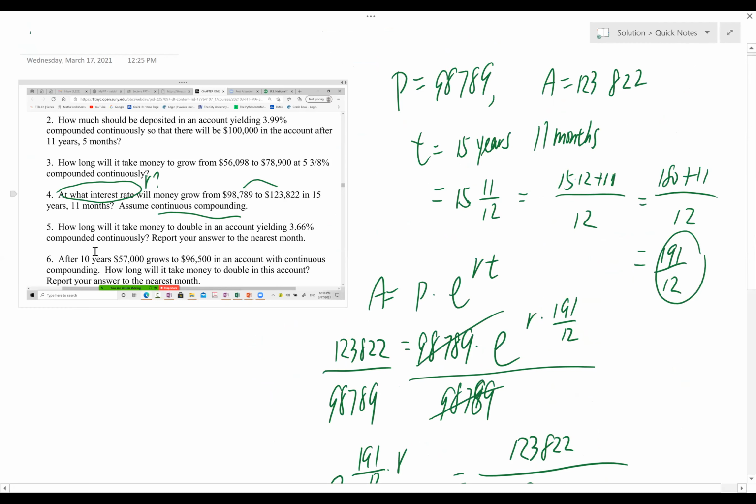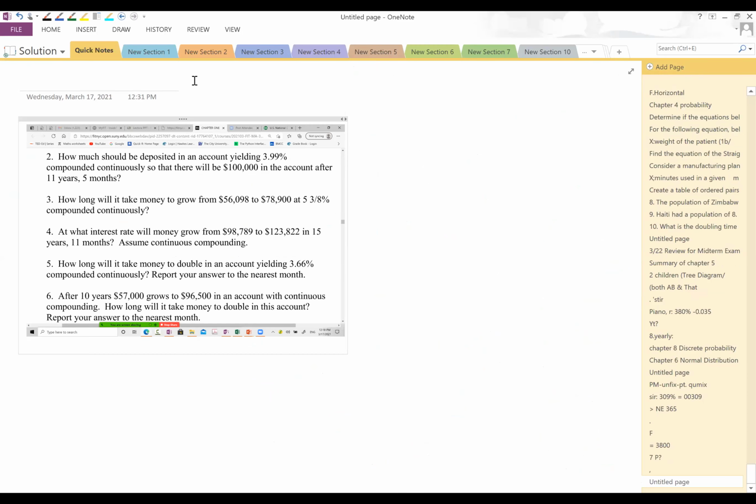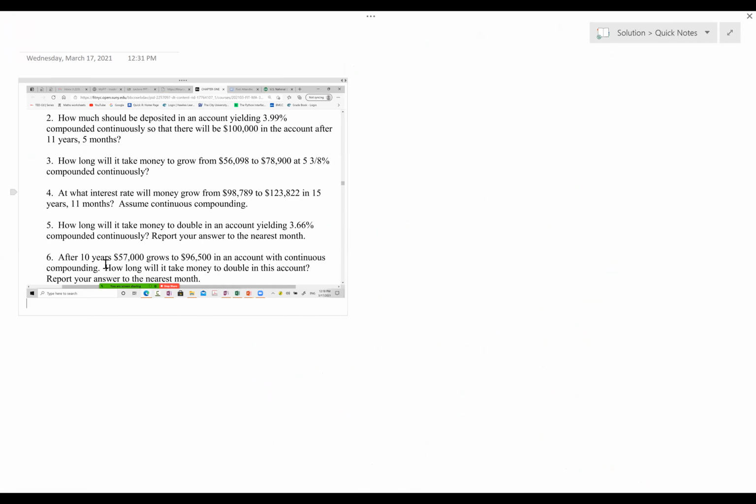Now let's look at question 6. I want you to quickly look at question 6. I'll give you a couple minutes to try that first. After 10 years, $57,000 grows to $96,500, and the account continues compounding. How long will it take the money to double in this account? So again, it's a doubling problem. So give it a shot.